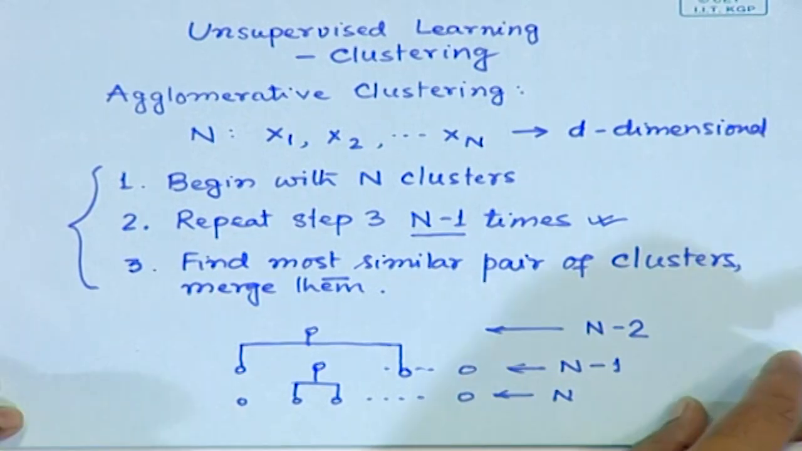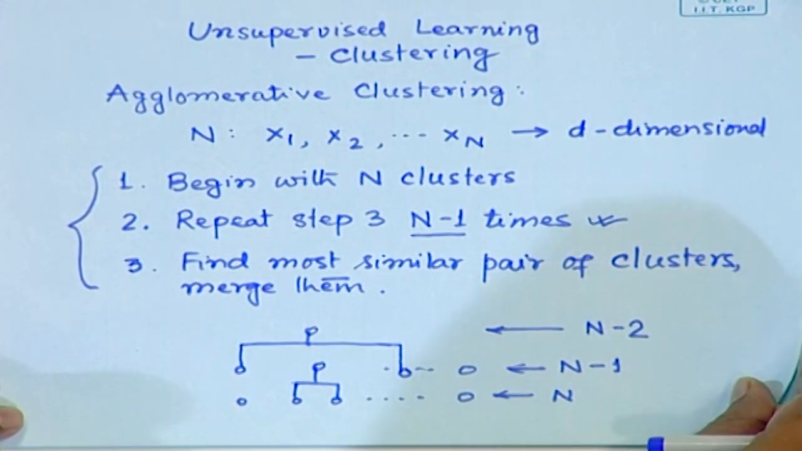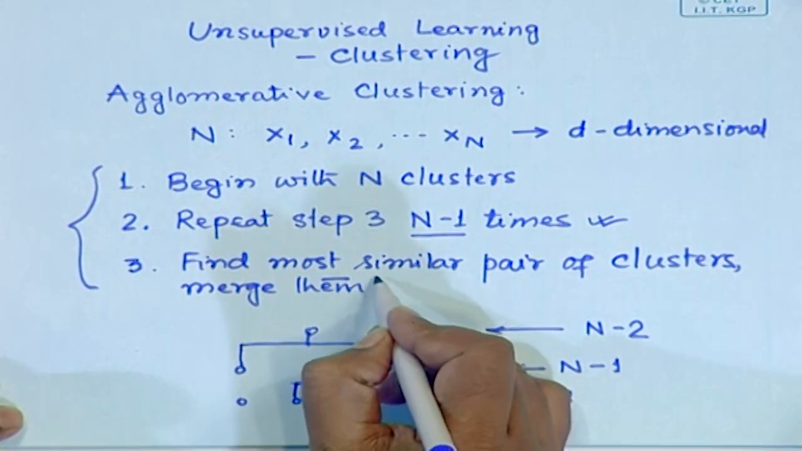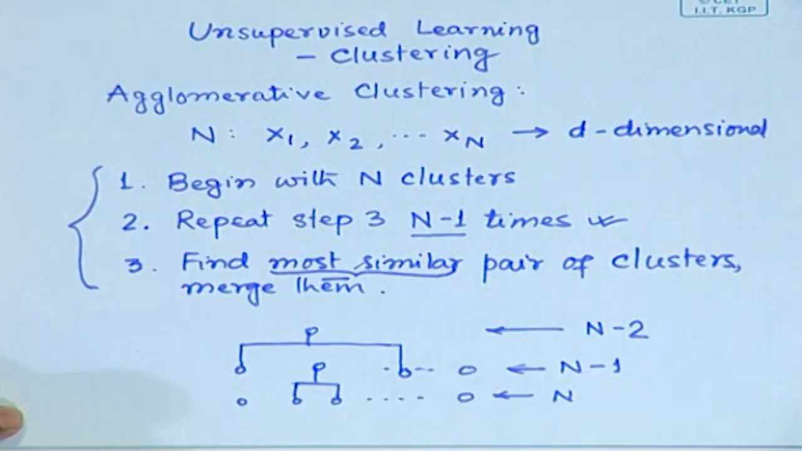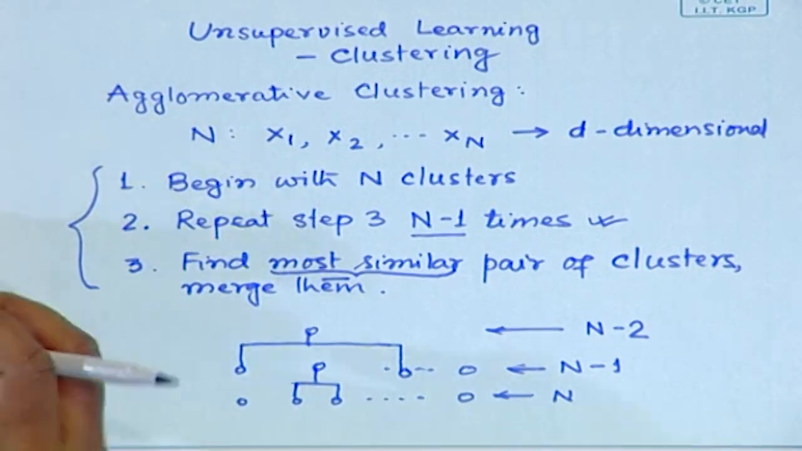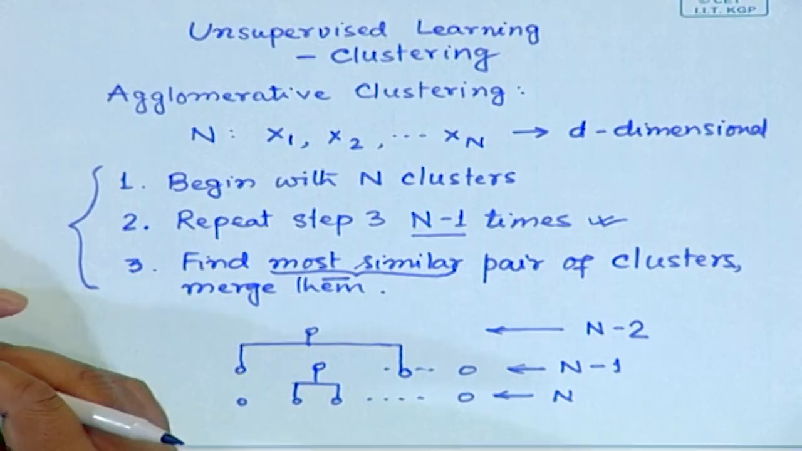Okay. So, what I have to find out is the most similar clusters, the pair of most similar clusters, and it is the measure of similarity that decides what kind of agglomerative clustering algorithm we are going to have.